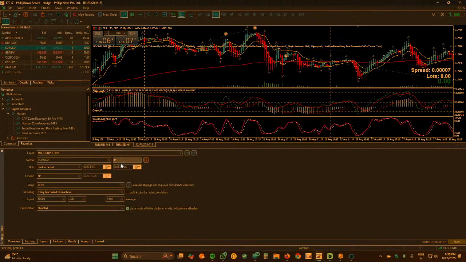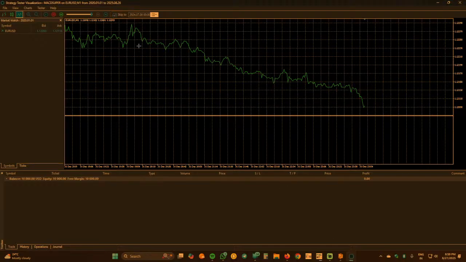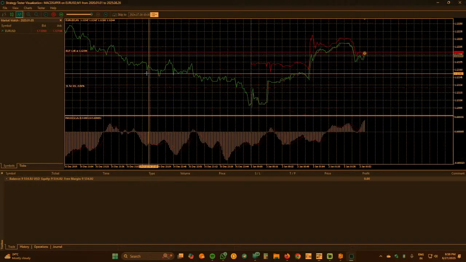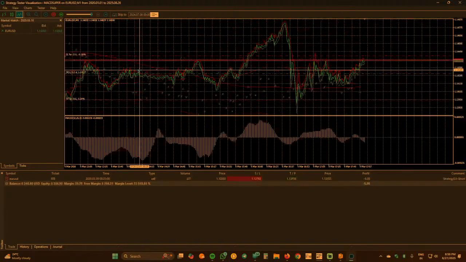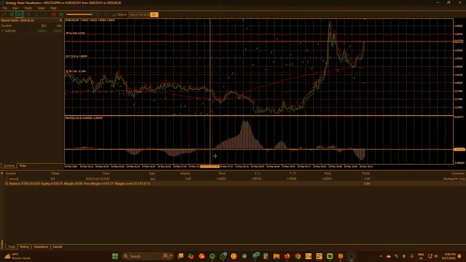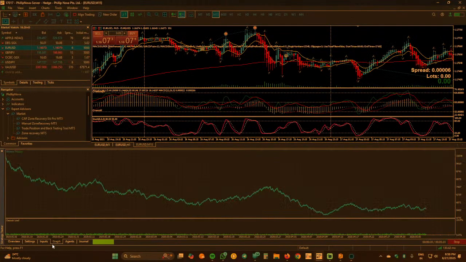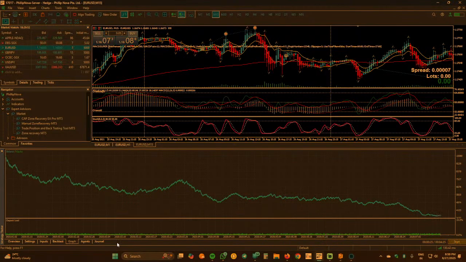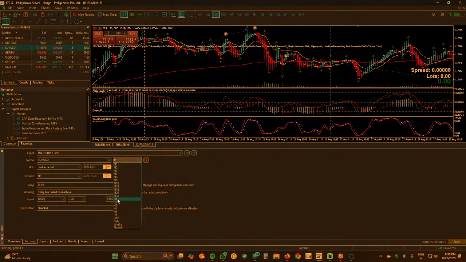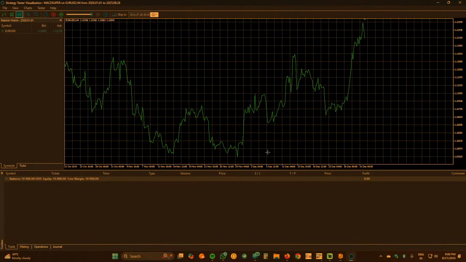So let's do one thing. Let's change the time frame and do the same backtest. Okay, it is a downward spiral if we do it on the 1 minute time frame. So I'll just stop it there. I'll do it on the 4-hour time frame. Let's see what happens in the 4-hour.